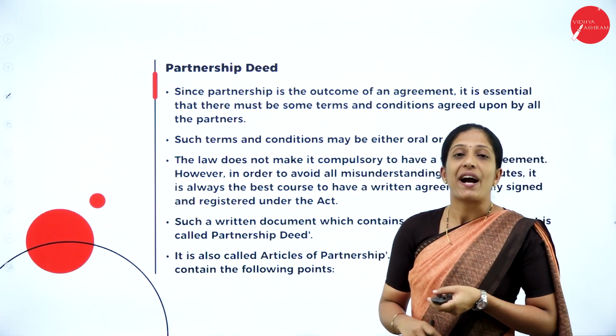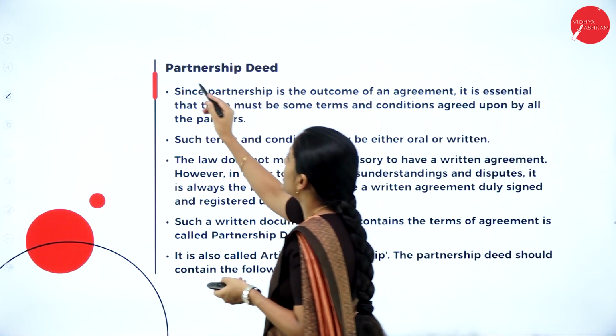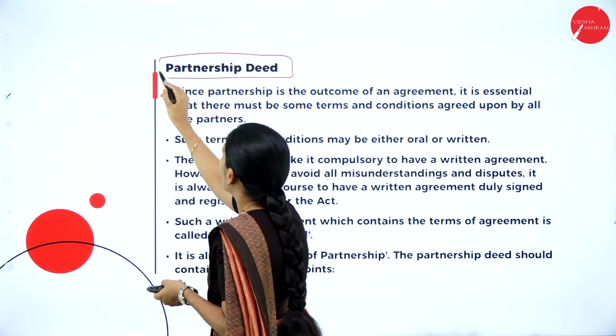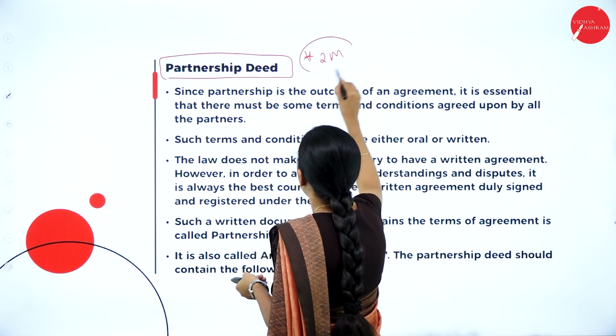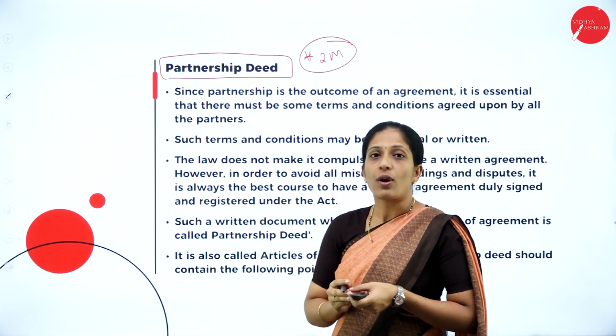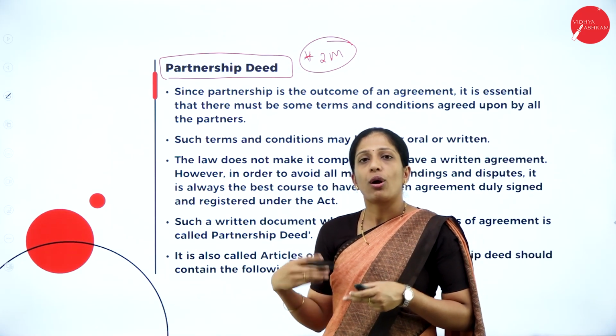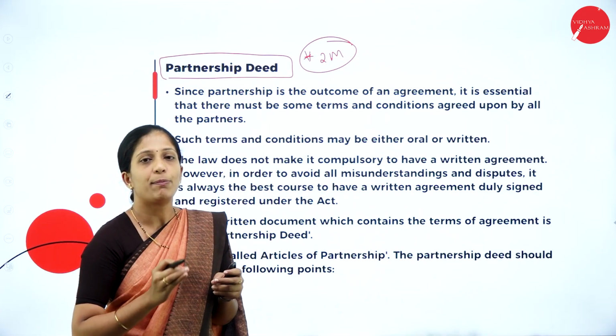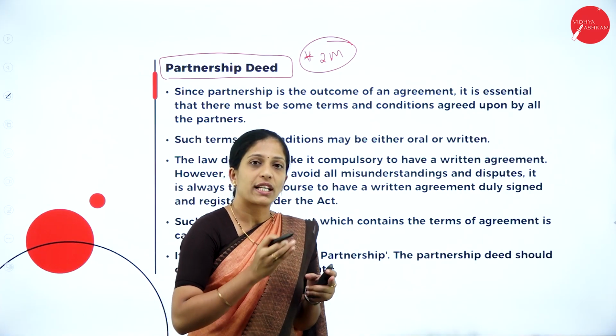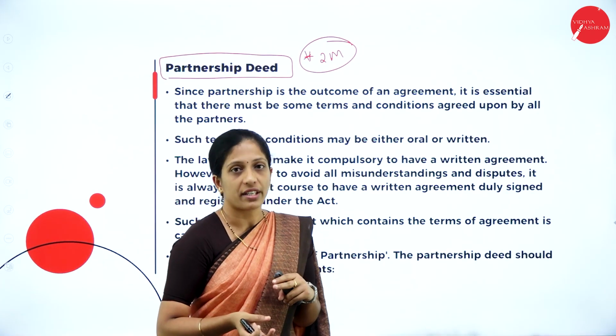Next, let us see the partnership deed. So what do I mean by this partnership deed? A very important question for 2 marks. If you see your earlier question papers, they have asked it for 2 marks. What is partnership deed? So already you know about it. I have told you a partnership firm will be formed with an agreement. It can be either an oral agreement or a written agreement.